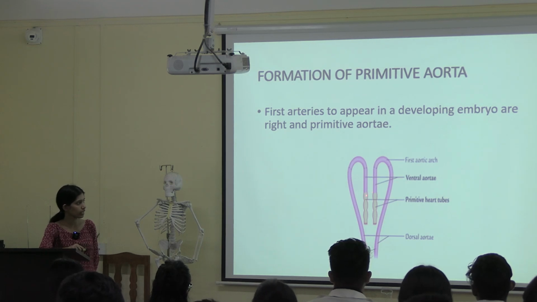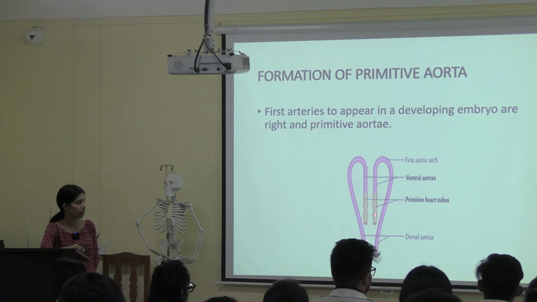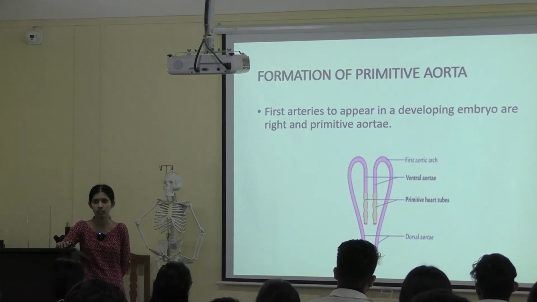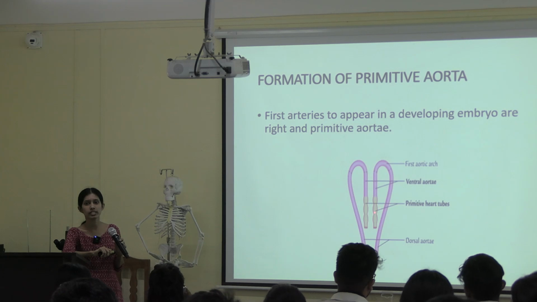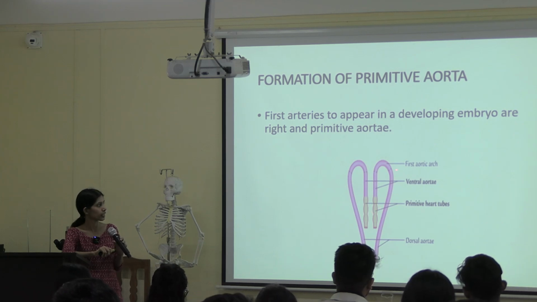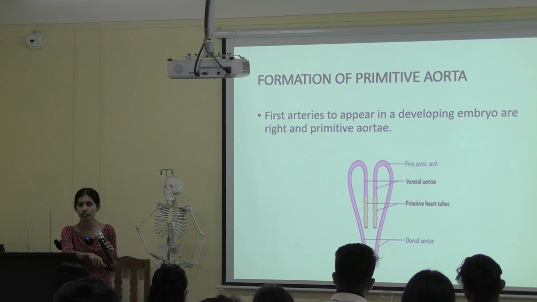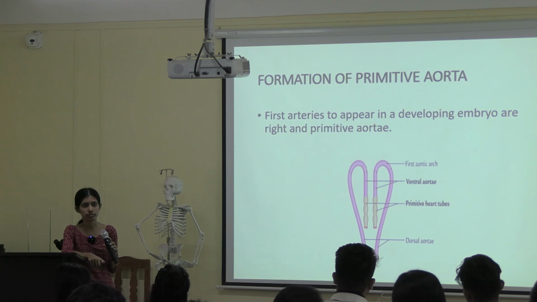In this diagram, you can see two separate primitive heart tubes. Is there any difference between primitive heart tube and endothelial heart tube? In this diagram, you can see two separate heart tubes followed by a primitive aorta. This pink part that you are seeing is the primitive aorta. Now my question is, is there any difference between primitive heart tube and endothelial heart tube? Have you heard of endothelial heart tubes before?